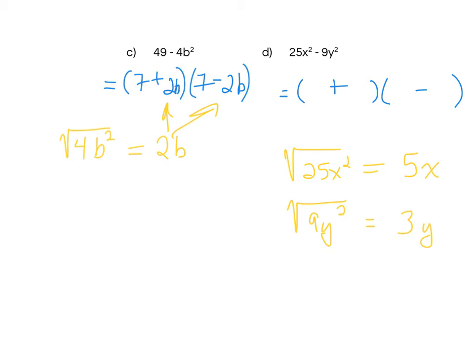So in my first term, the square root of 25x squared was 5x. So I'm going to place a 5x in each of the brackets. And then the square root of 9y squared was simply 3y, so I put a 3y in each of my brackets. And I'm done.